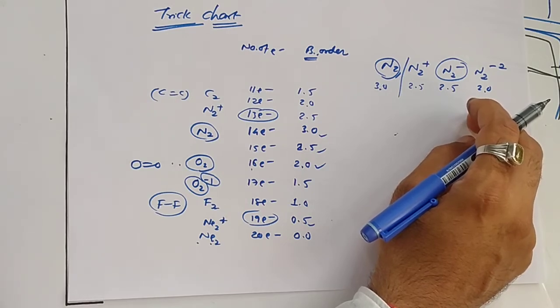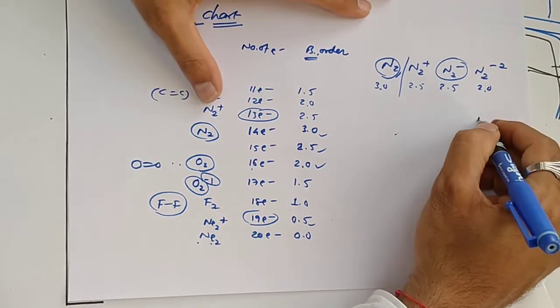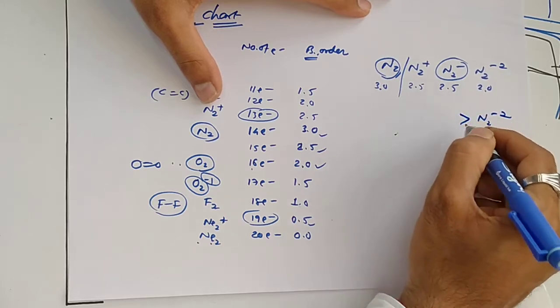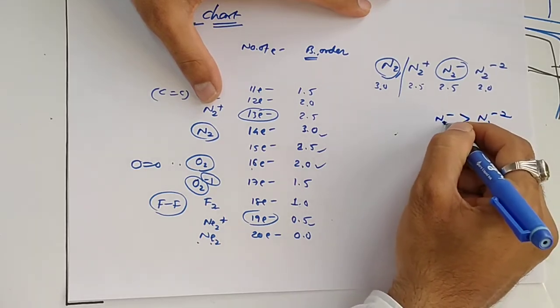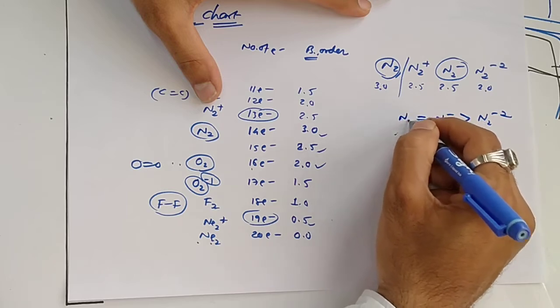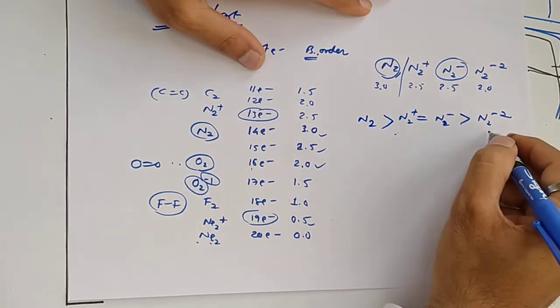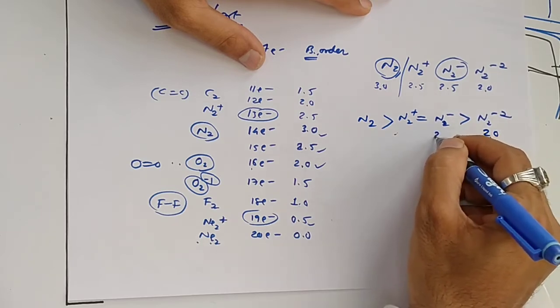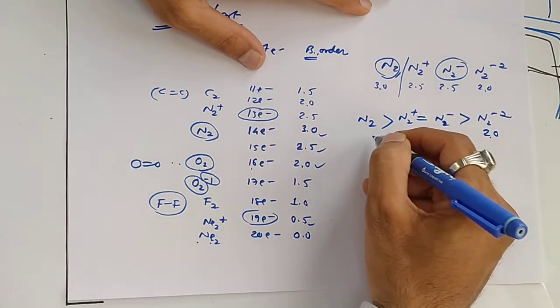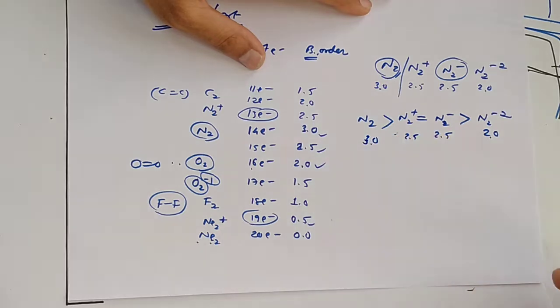So this is the order of bond order. N2 minus 2, then N2 minus equal to N2 plus, then N2. Here it is 2, 2.5, 2.5, then 3. You can see.